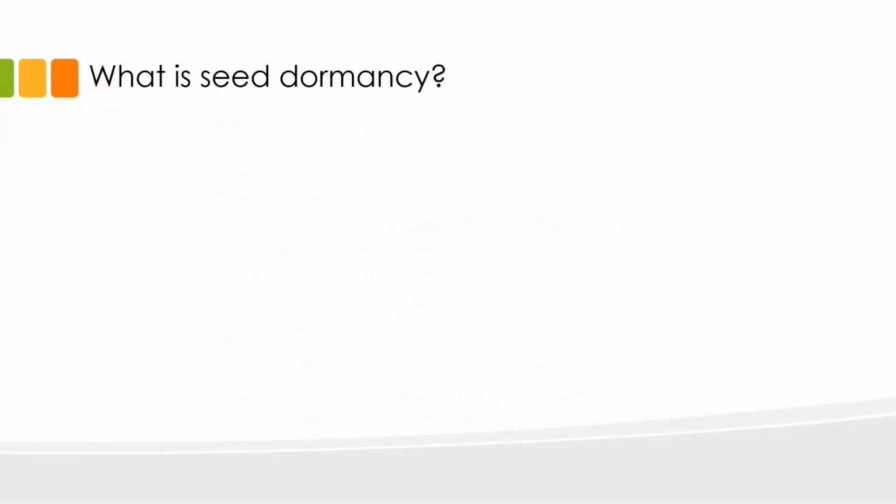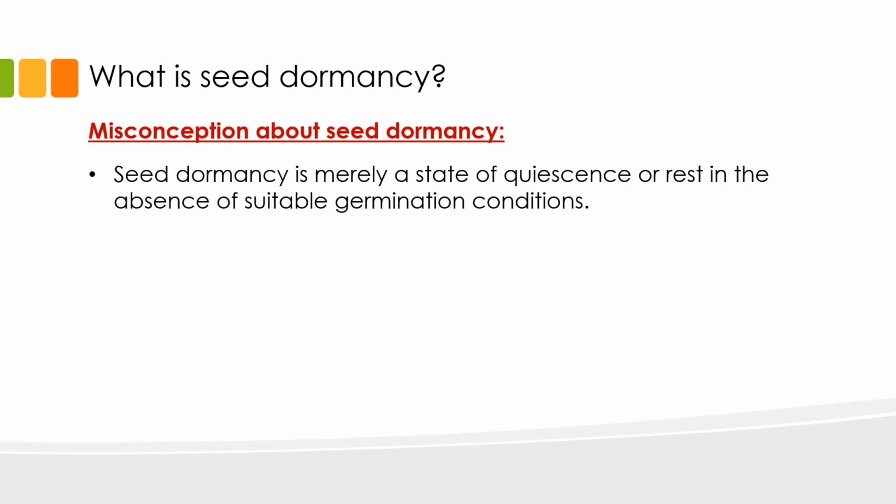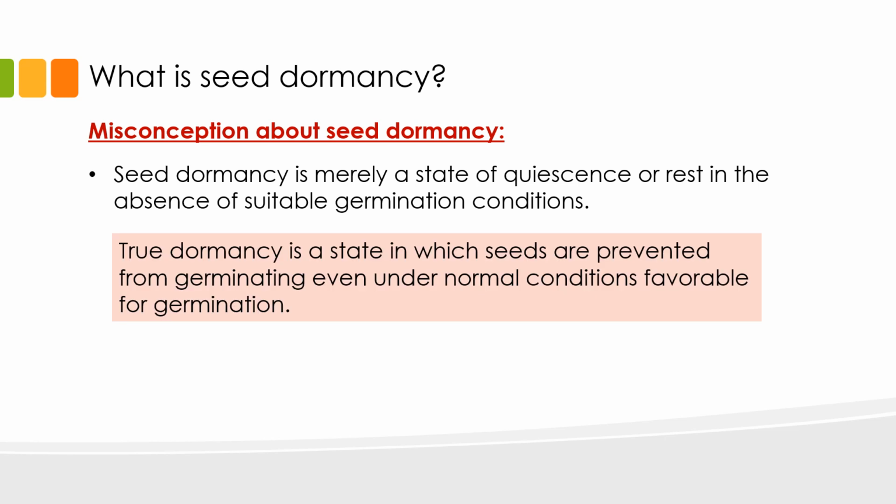The most common misconception about dormancy is that it is merely a state of quiescence or rest in the absence of suitable germination conditions. This definition indicates that dormant seeds will germinate when subjected to conditions that are suitable for germination. But this is not always the case. True dormancy is a state in which seeds are prevented from germinating, even under conditions that are favorable for germination.